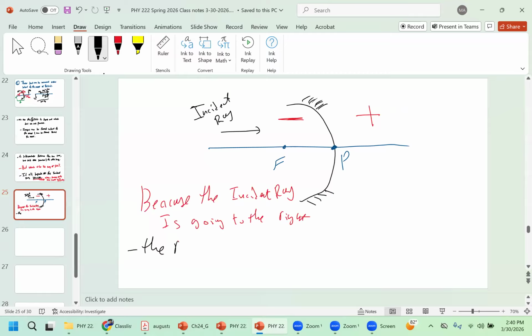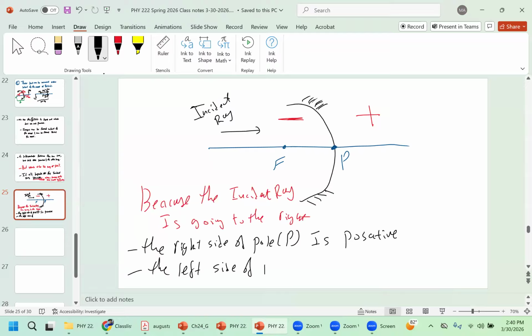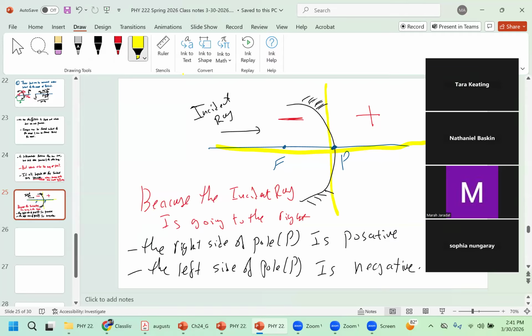So because it's going to the right, the right side of the pole is positive, and the left side of the pole is negative. I mean, think about it, it's like an axis. Does that make sense? Are you with me so far?